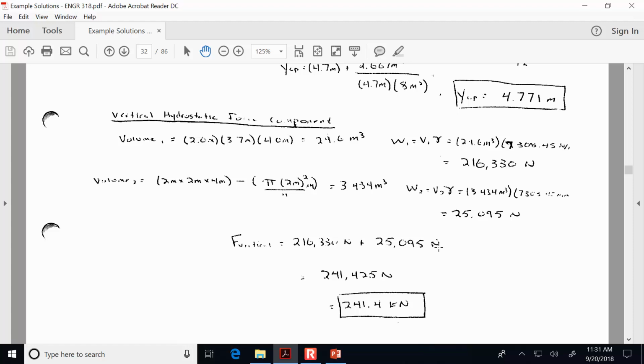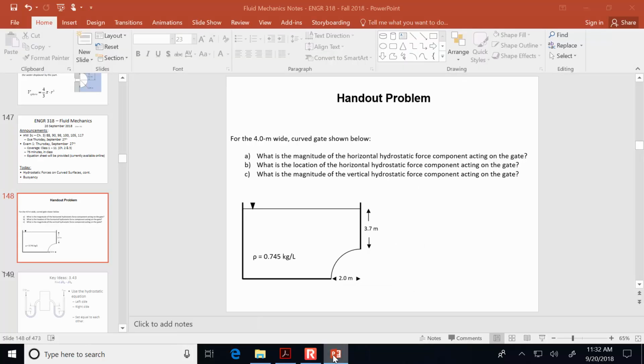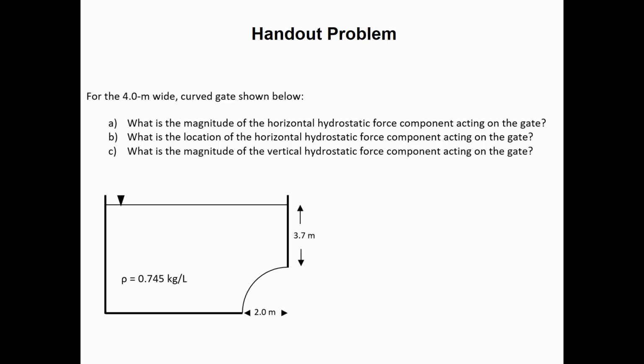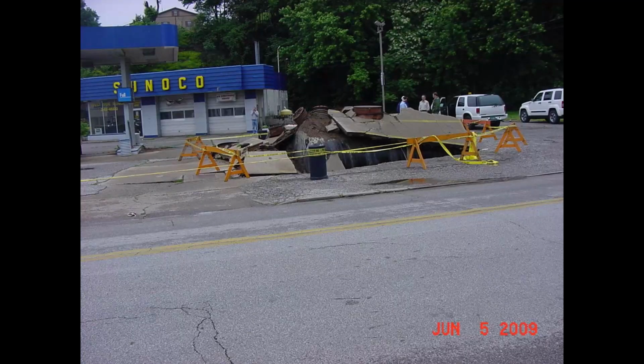So hopefully that was useful practice just to re-emphasize the principles and the procedure that you use to solve these curved surface type problems. Let's turn our attention now to buoyancy, unless there are any questions on this handout. All right.